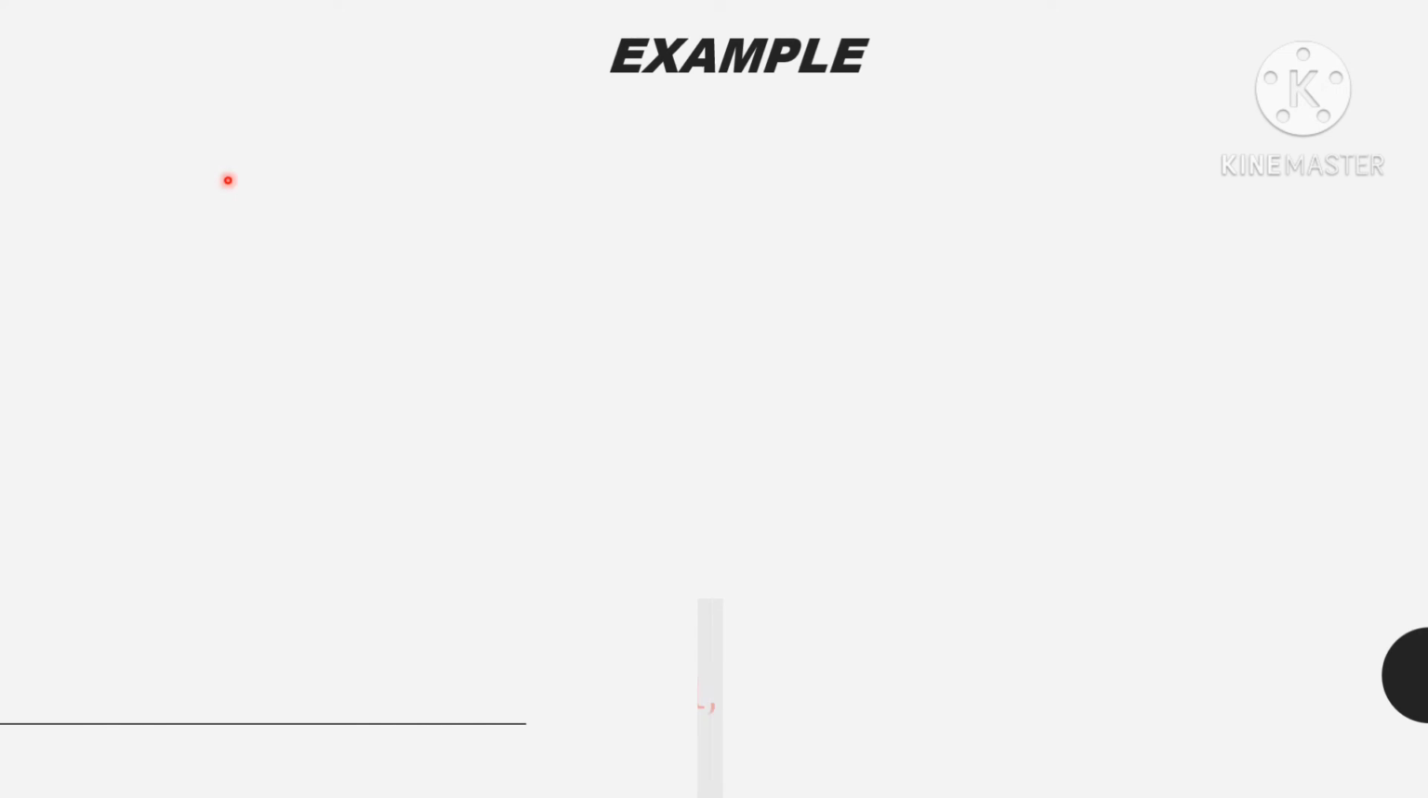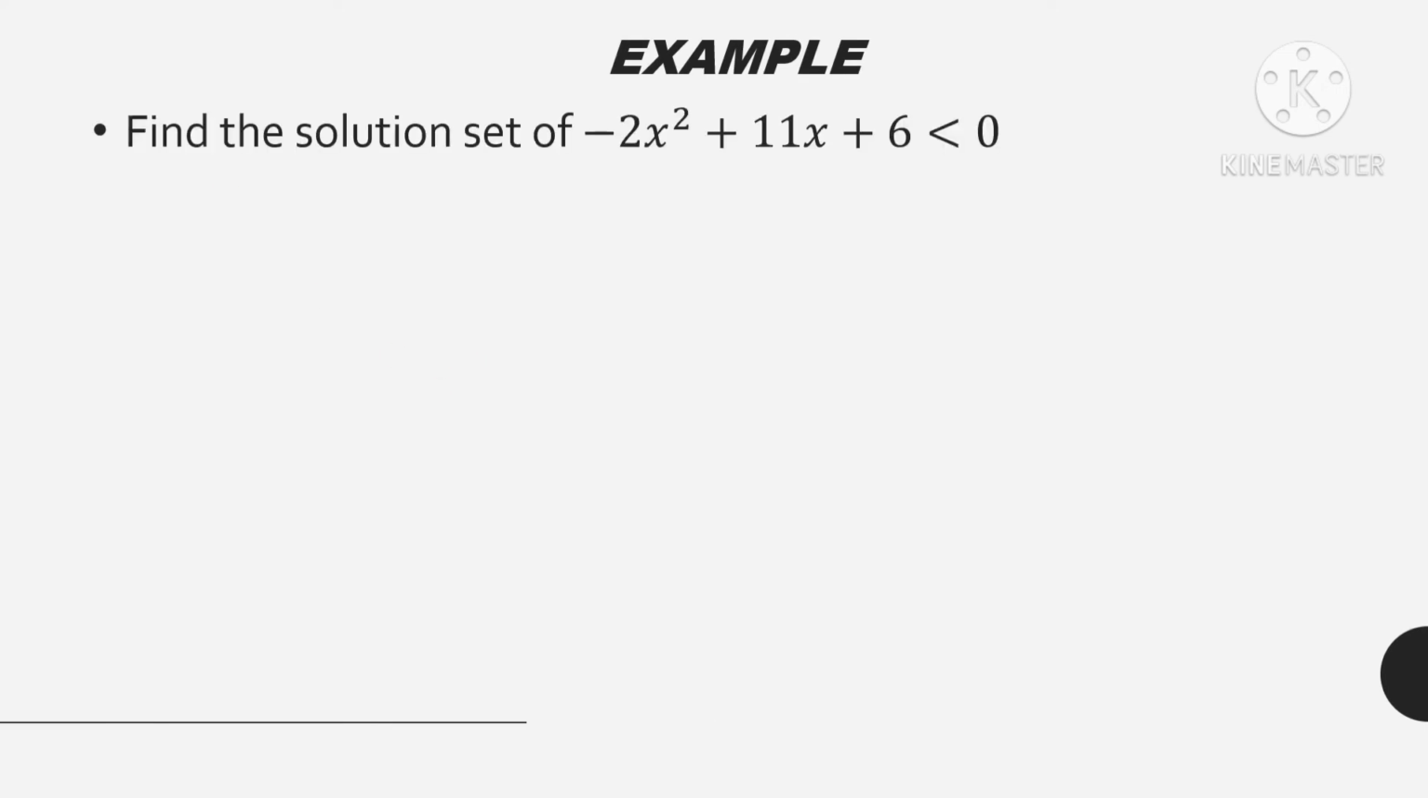Okay? Let us have another example of quadratic inequality. Find the solution set of -2x squared plus 11x plus 6 less than 0.